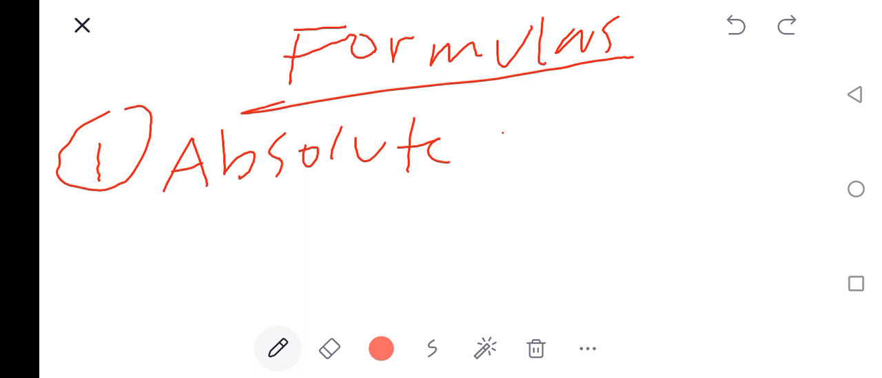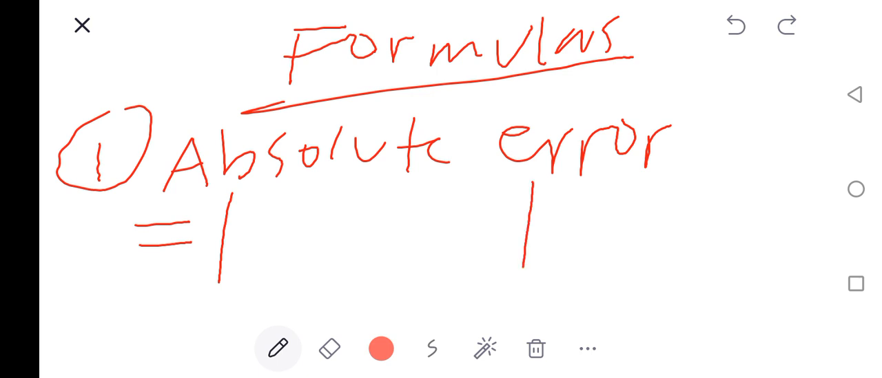Absolute what? Error. You say absolute error is equals to, you draw this one. Absolute error. You say, sometimes I swap them, but I hope I will not swap today.